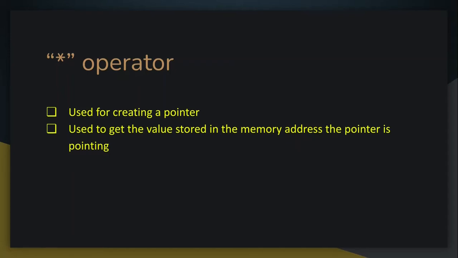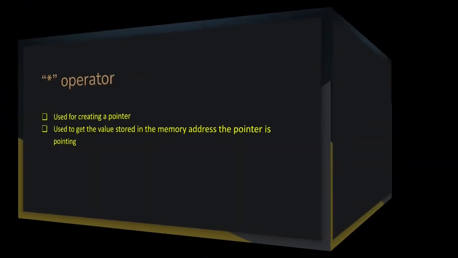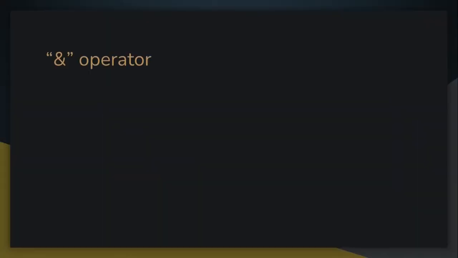I hope that makes sense and you won't get confused as we move further. Last but not least, we're going to be talking about the reference operator, the ampersand sign. Mostly in English, we just use it as "and." But in coding, it's something else. It's called an ampersand, but its name is the reference operator.